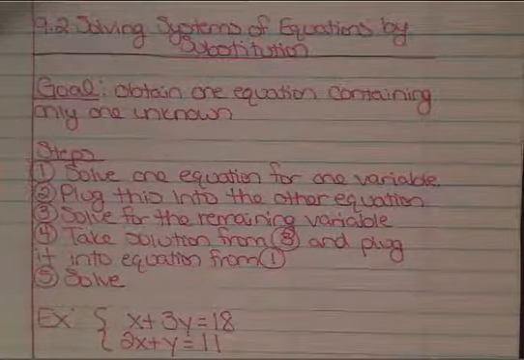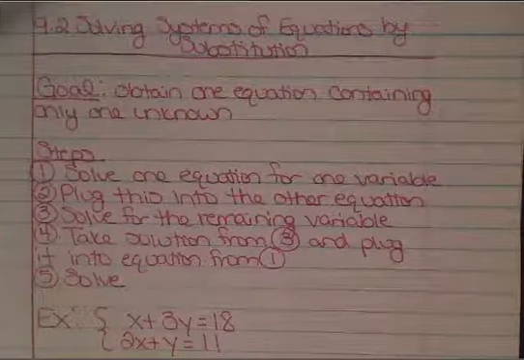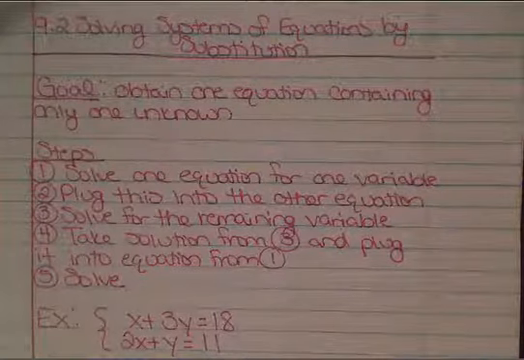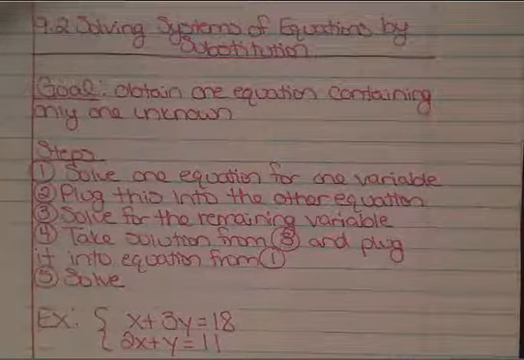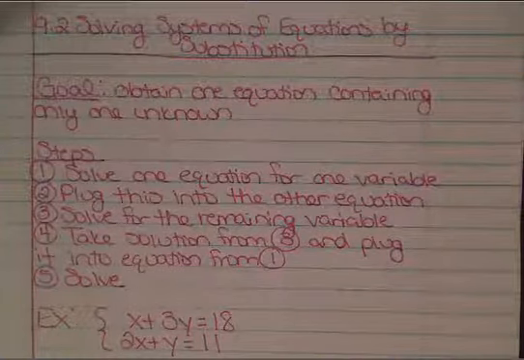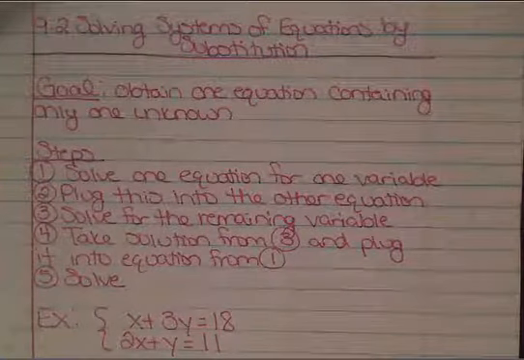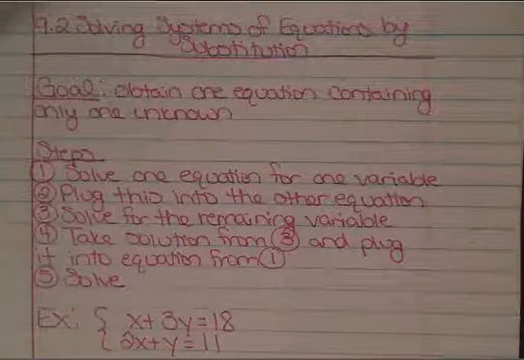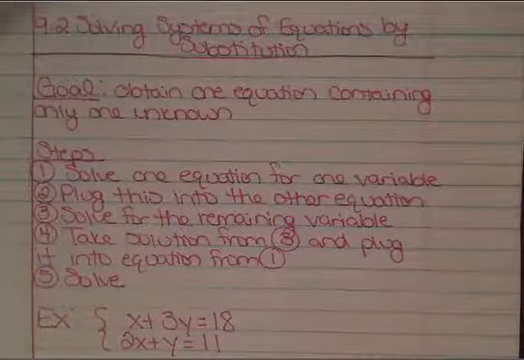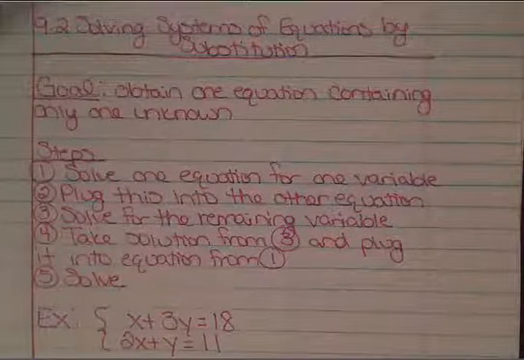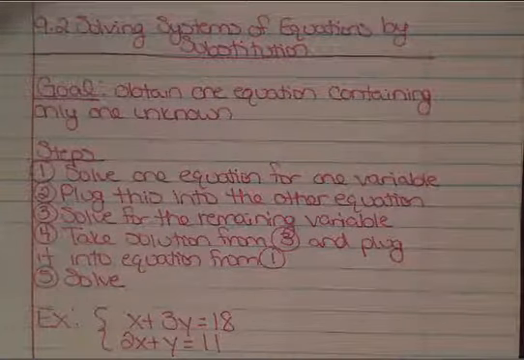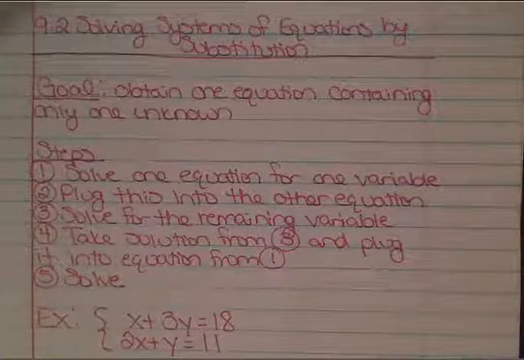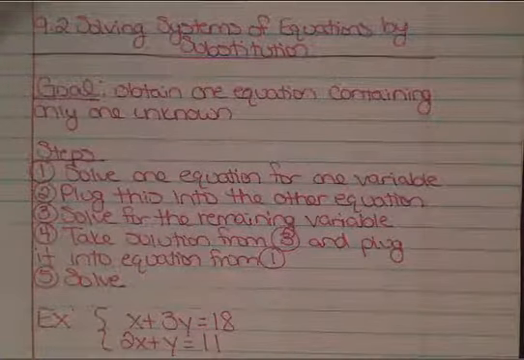So the first step is to solve one of the equations from our system for one variable. Then, for step 2, we will plug that into the other equation. Step 3, we will solve for the remaining variable. Step 4, we will take the solution from step 3 and plug it into the equation from step 1, and then we will solve.